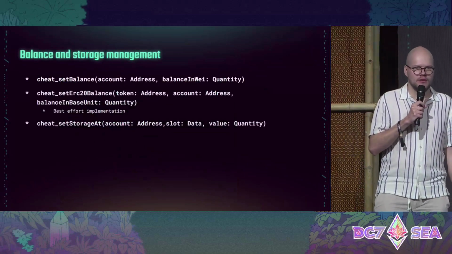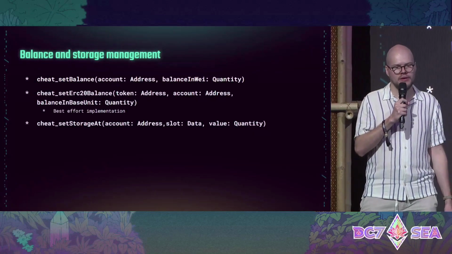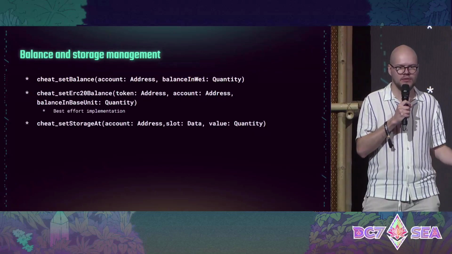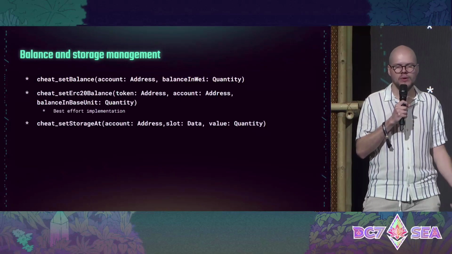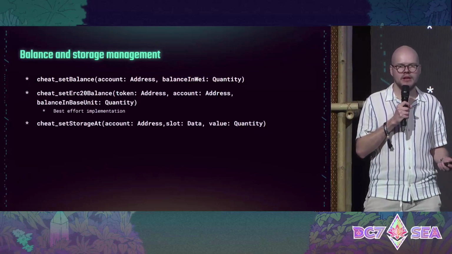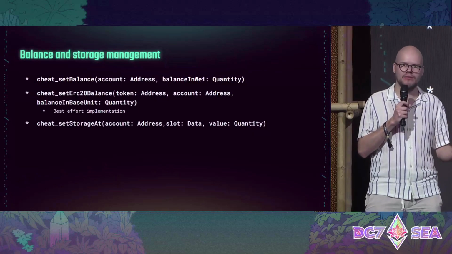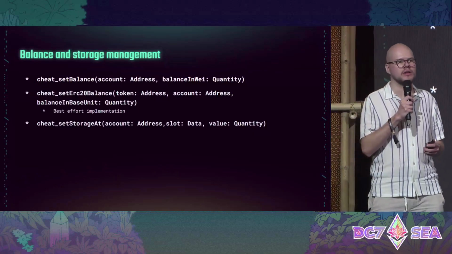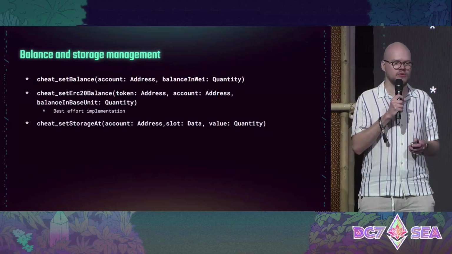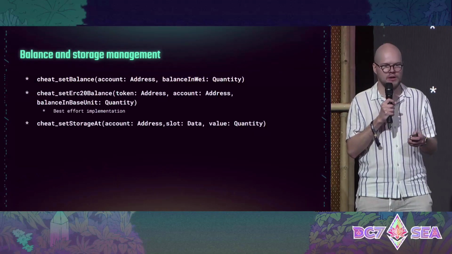Now let's talk about balance and storage management, because this is one of the most important things that you will likely do on development nodes. So cheat set balance enables us to set a balance of a native token, but cheat set ERC20 token balance does the same for arbitrary ERC20 tokens. And this is a best effort implementation, because the ERC20 token standard doesn't talk about how to mint tokens and so on. So you cannot do it in every single case, but we can come up with an approach that works most of the times, and I'm going to talk about it in a second. Finally, we have cheat set storage at, which enables us to set a particular storage slot of a particular account.